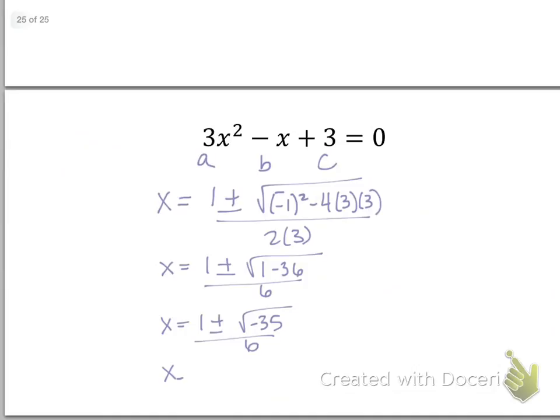Let's get that negative out of there. So it's i square root of 35 over 6. If I broke 35, it's 7 and 5, but I can't break it down any further, so my radical jail is not going to change. So we're just going to write it 1 over 6 plus or minus i square root of 35 over 6.